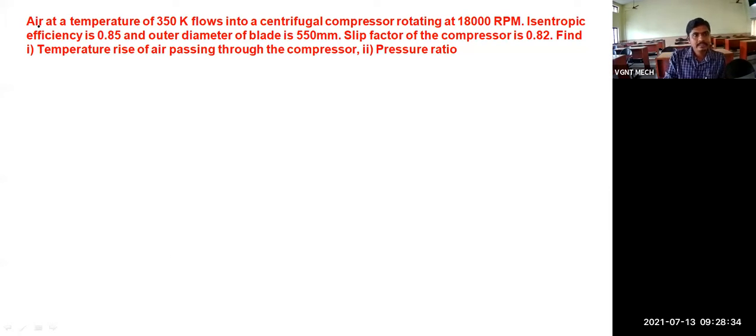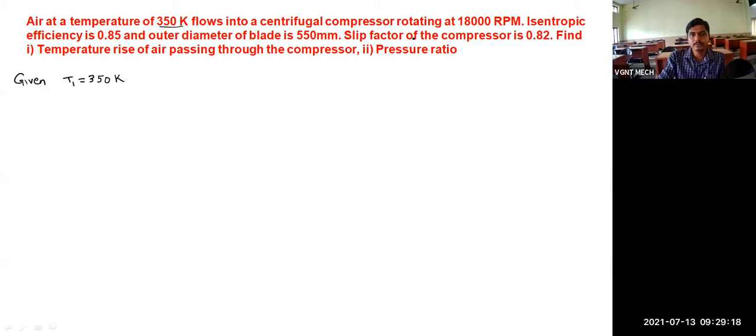The question is: air at a temperature of 350 Kelvin flows into a centrifugal compressor. That means the inlet temperature of air is 350 Kelvin. So given, inlet temperature T1 equals 350 Kelvin. The temperature is already given in Kelvin, so no need to add 273. If the temperature were mentioned in degree Celsius, then you would have to add 273. But since it is given in Kelvin, no need to do anything.